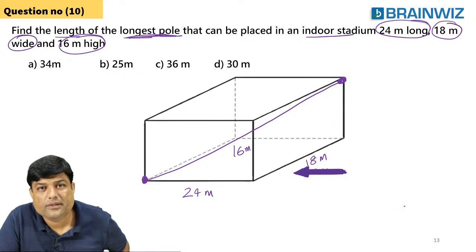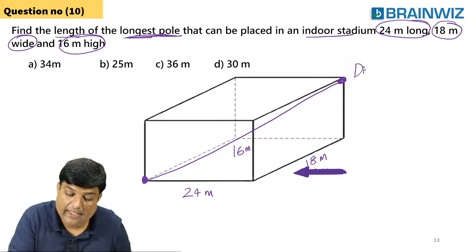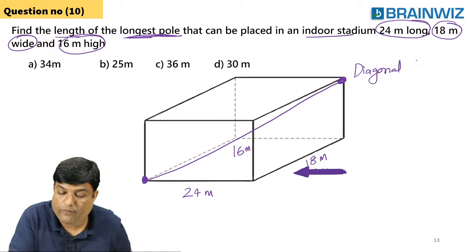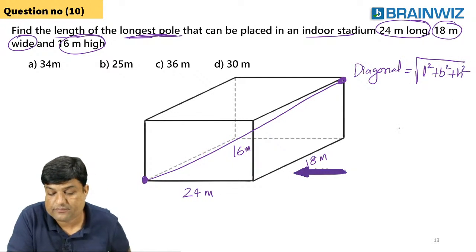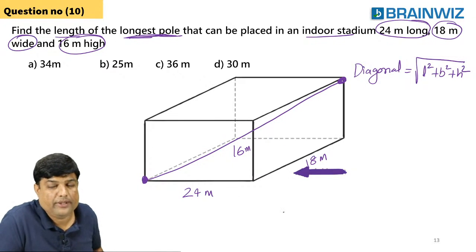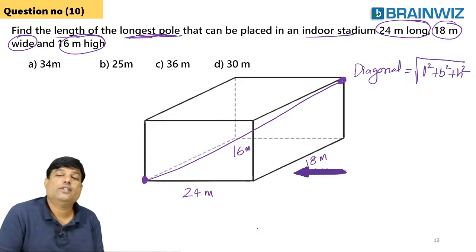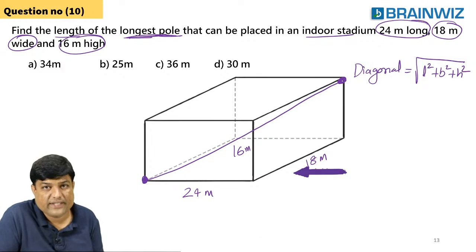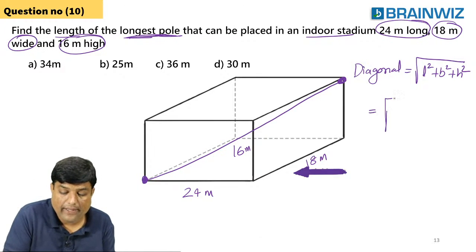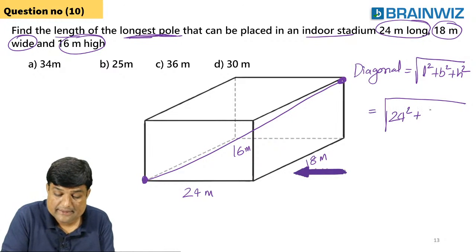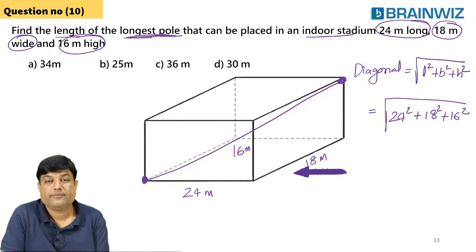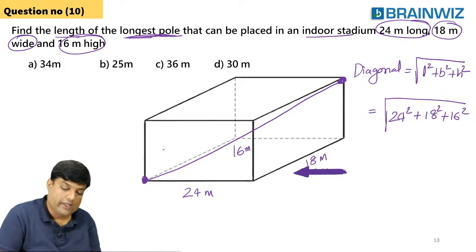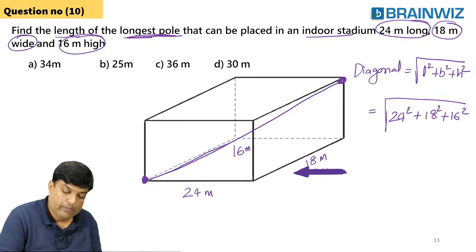How to find out the diagonal is very simple. The diagonal of a room is under root of L square plus B square plus H square. It's the diagonal of the cuboid, or diagonal of the room, diagonal of the stadium, whatever you call. And here the L value is nothing but 24. So 24 square plus 18 square and the height is 16 square. So using this, you can find out that rod, that pole, that you can place here.